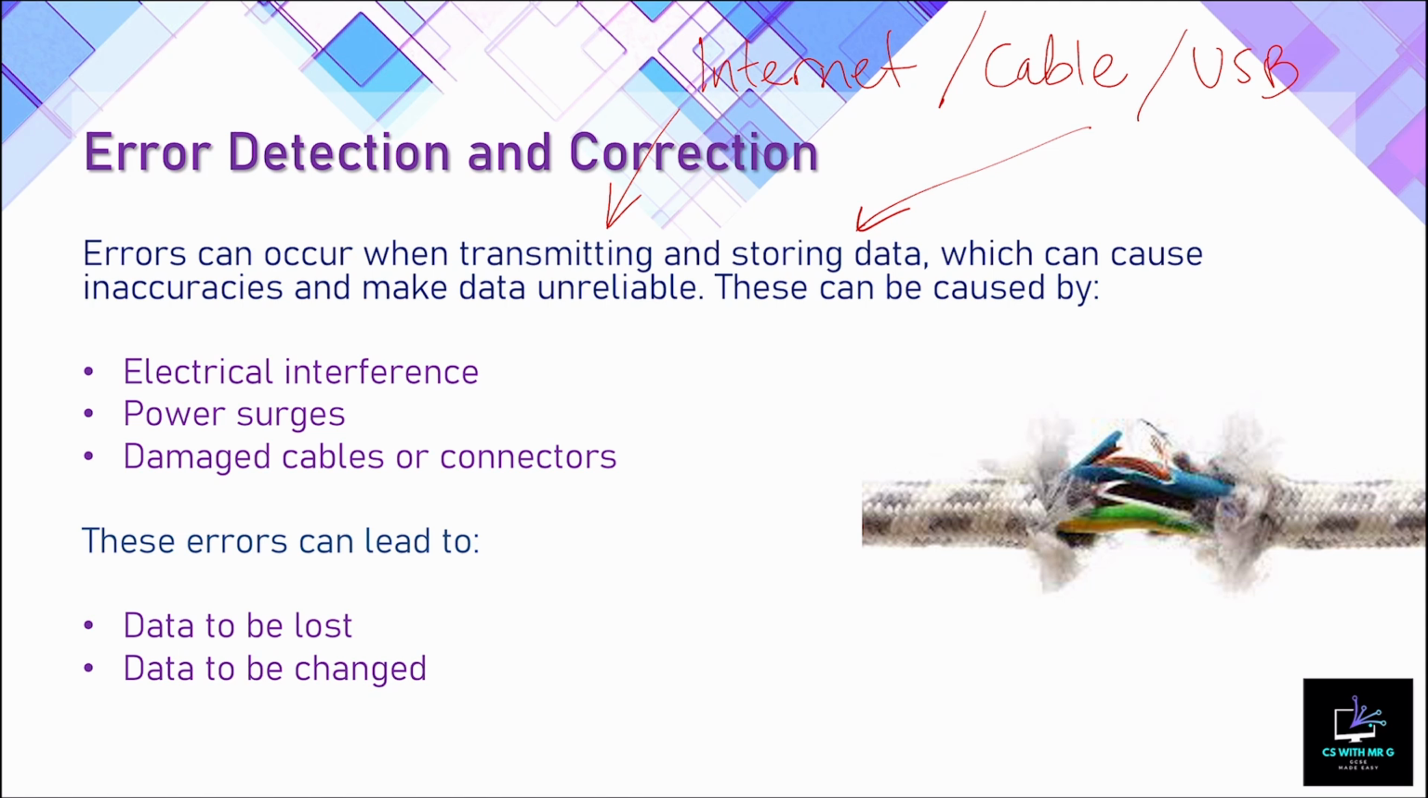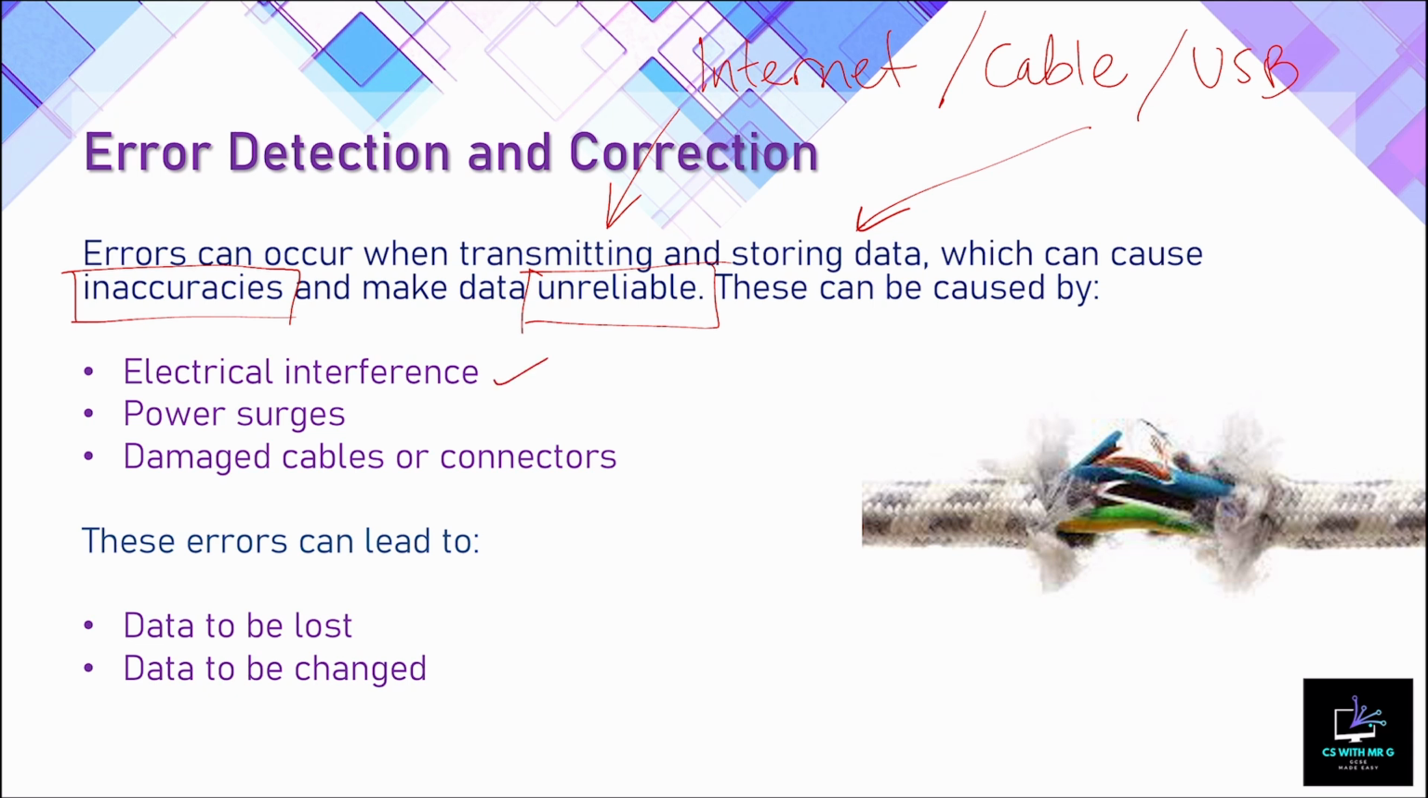Now, what can cause data to become corrupt or inaccurate, as we say there? Inaccuracies meaning it's not the same from when it was sent to when it was received. Also this term unreliable. So the data isn't what it's meant to be when it's on the receiving end of a device. Now, a few problems that could occur.